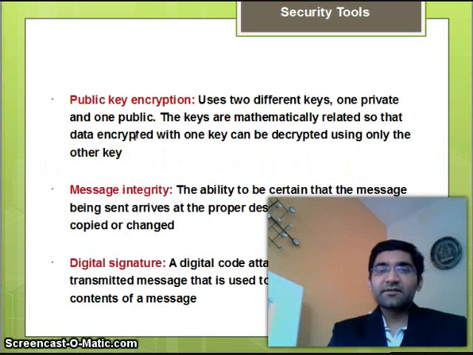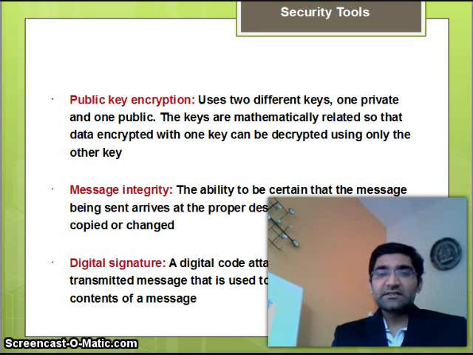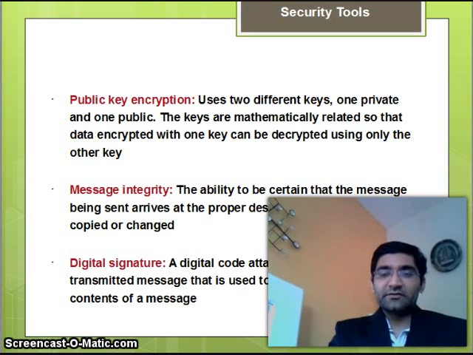So as I just mentioned, this encryption is a public key encryption. It makes sure that the message's integrity is maintained, it gives an ability to be certain that the message being sent arrives at the proper destination, and also there's a digital signature in it, so it makes sure that the person who has logged in is an authenticated person.